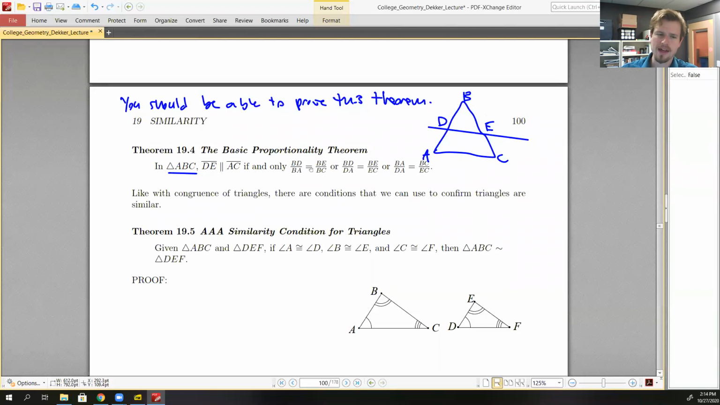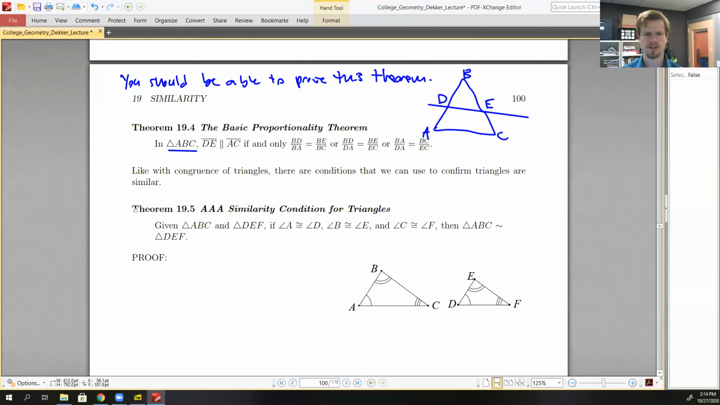So we're going to leave that for now, but this theorem is used for proving our similarity conditions for triangles. And that's what we'll take a look at in the next video. So for now, we'll call it good. And in the next video, so in just a few minutes, I'll see you again to take a look at similarity conditions for triangles.